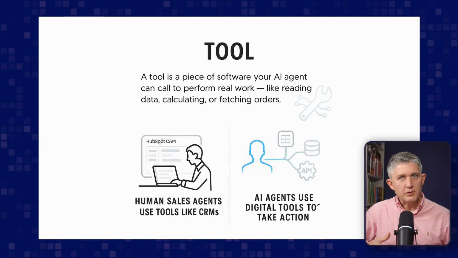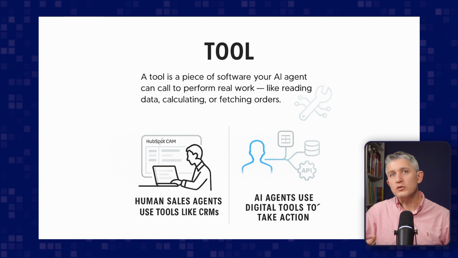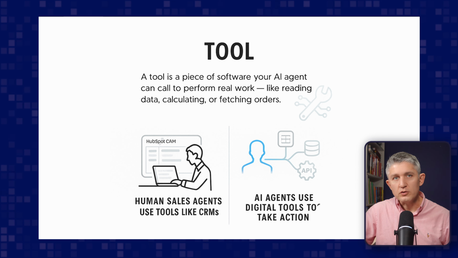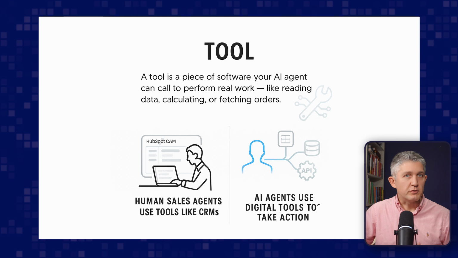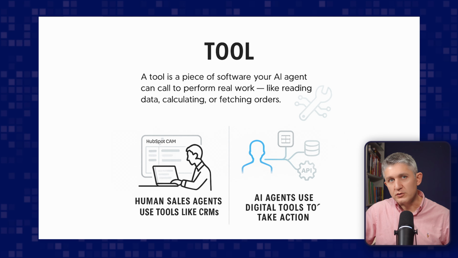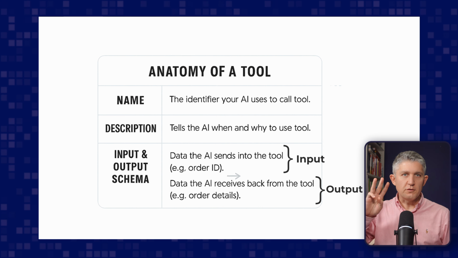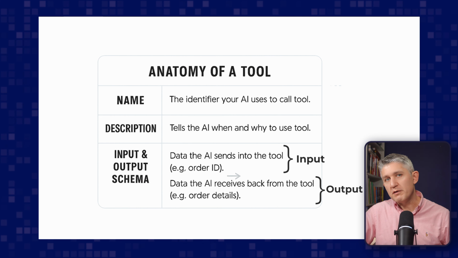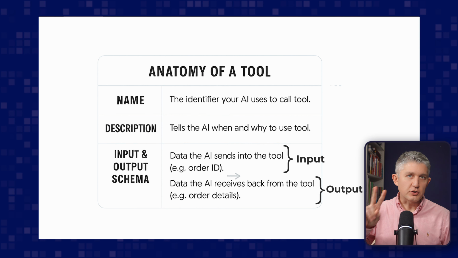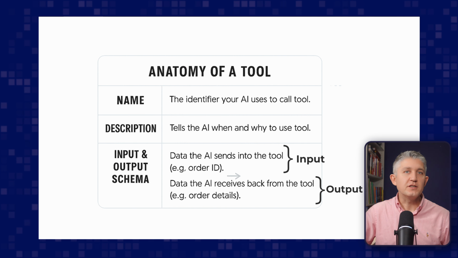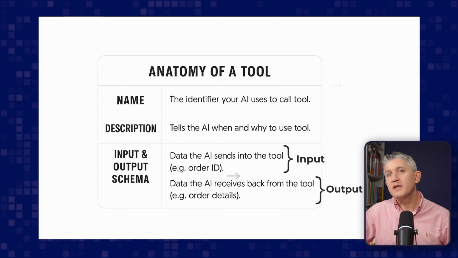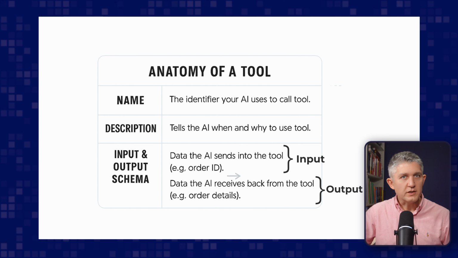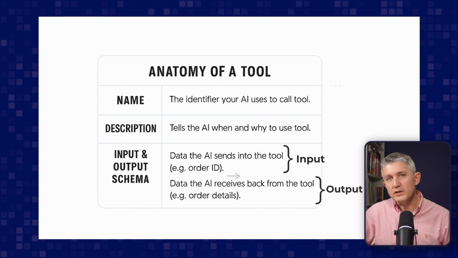Before we do a deep dive, let's quickly cover tools. A tool is a piece of software that your AI agent can call to do real work, such as read a sheet, calculate, or fetch an order. Think about your human sales agents. They have tools like HubSpot CRM. Your AI agent also has access to various tools that you will need to configure. A tool has 3 parts. It has a name that the model can reference when it's calling a tool. It has a description that tells it when to use it, and it has an input and output schema, so it knows what data to send and what data to expect back. So think of it, the tool is the name, description, and what data goes in and what data goes out.